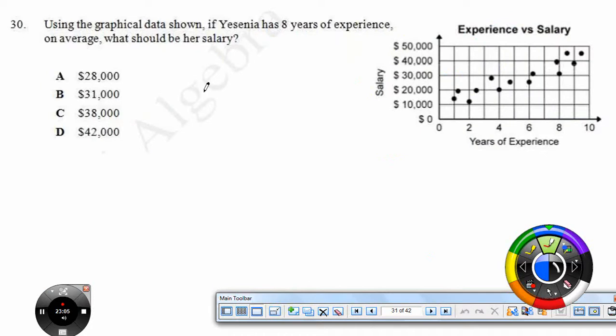I would say, looking at 8 years, it looks like it'd be about here. So I would say 38,000 would be the closest.